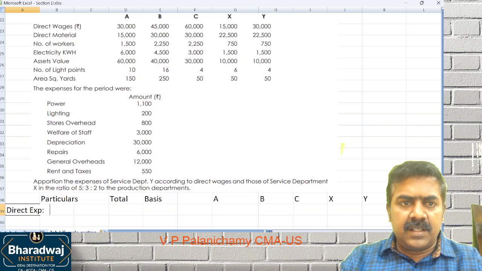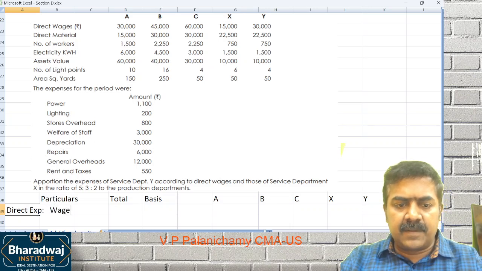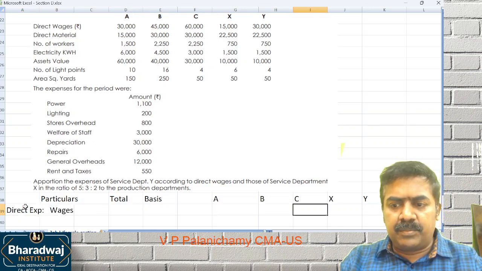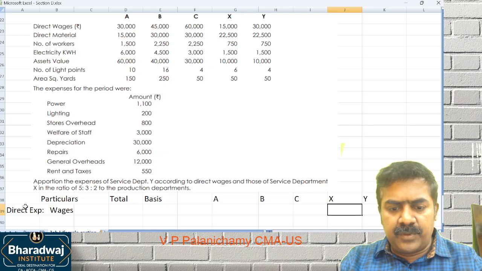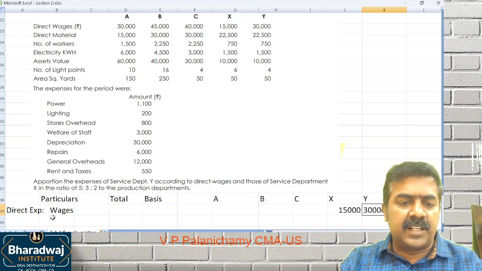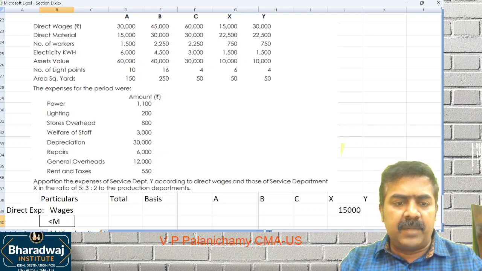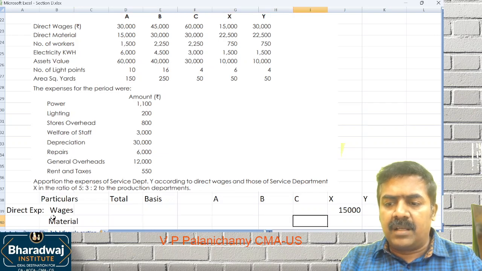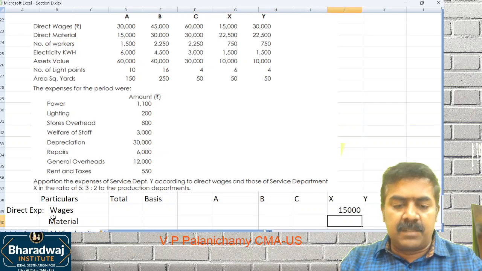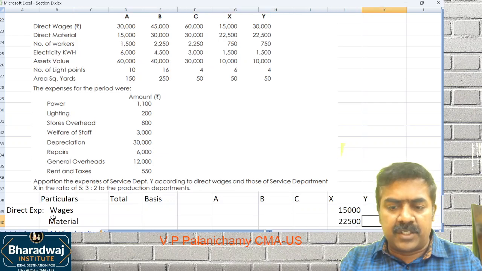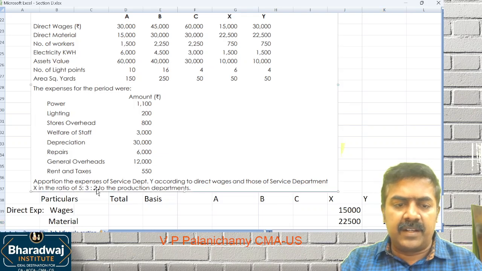I told you, you have to take direct expenses. Direct expenses like wages for service departments, 15,000 and 30,000. That is given in the first table. Then direct material, because it may be a direct expense for the service department. Whatever is spent in a service department is an indirect expense for the production departments, 22,500, 22,500.